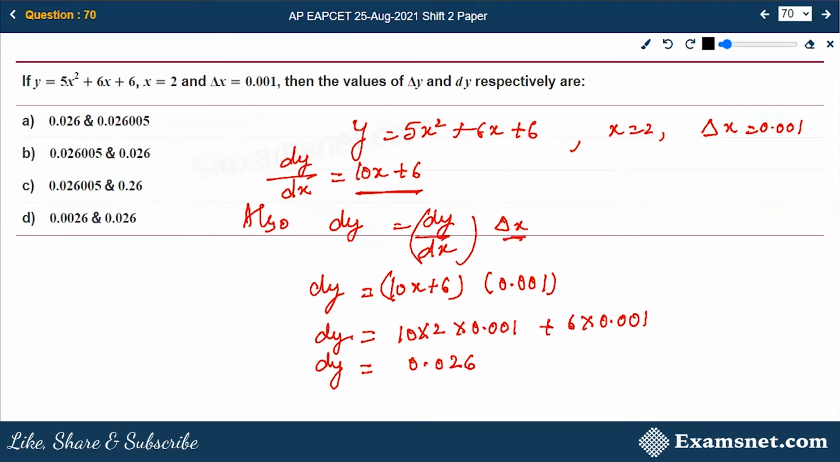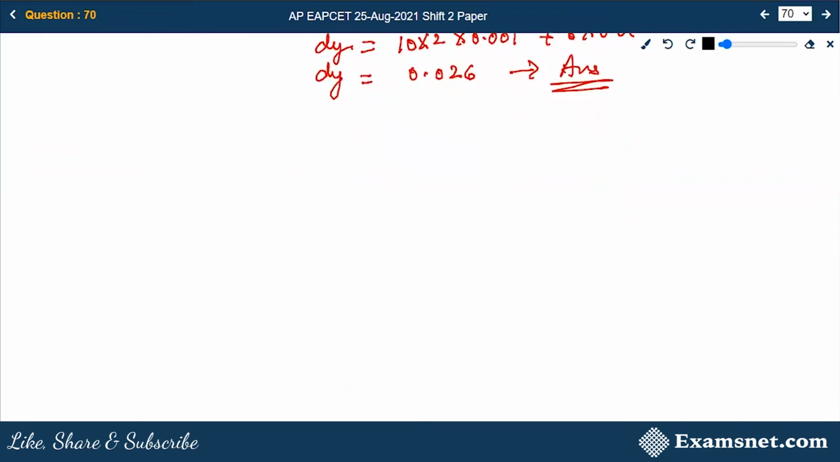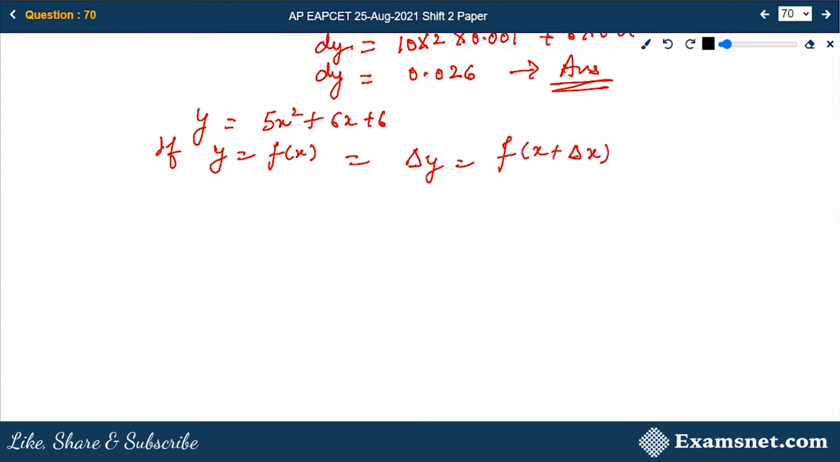Now, you have got your dy, you got your first answer. Right? You got your first answer. So probably it will be either option B or D, sorry. It can be either of these two answers. You have to find out delta y now. So for delta y, again, what was the equation? It was 5x square plus 6x plus 6. So if you have y is equal to f of x, the equation for delta y is given by f of x plus delta x minus f of x.